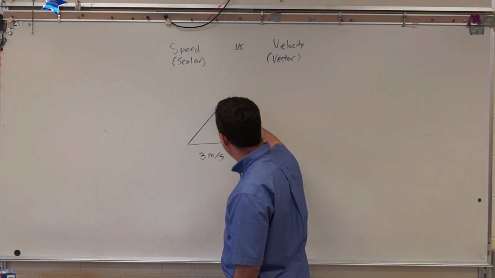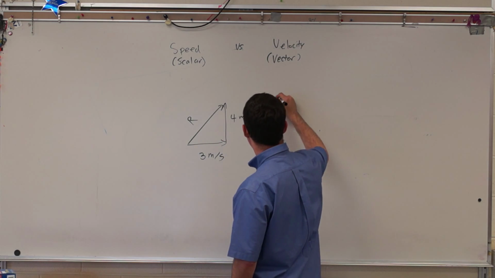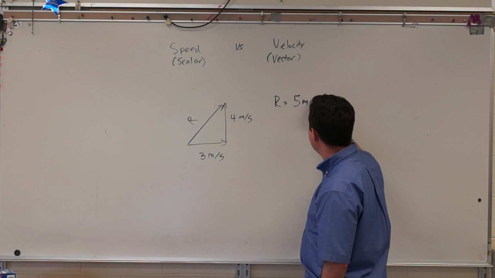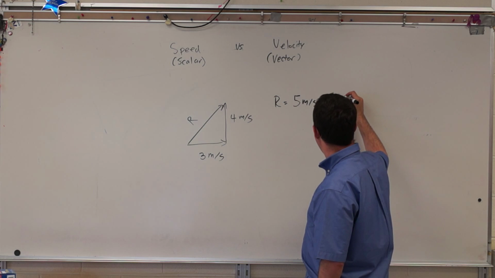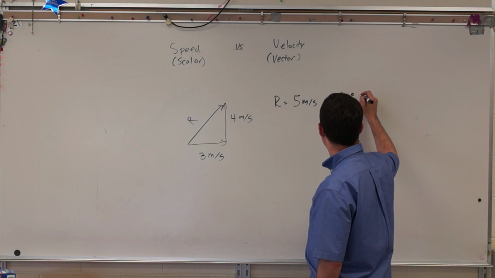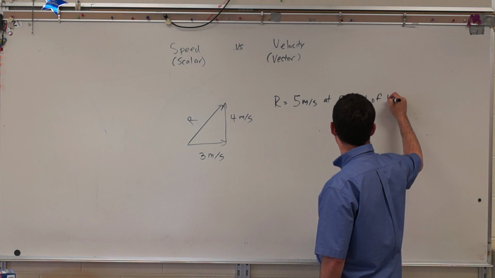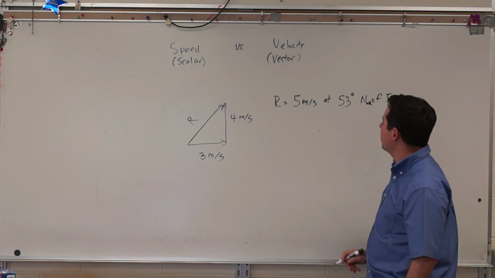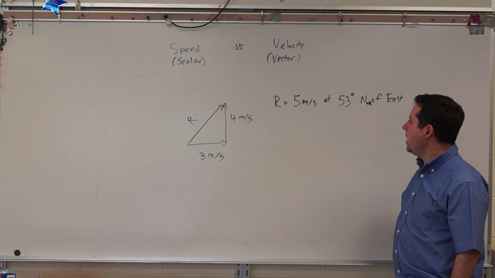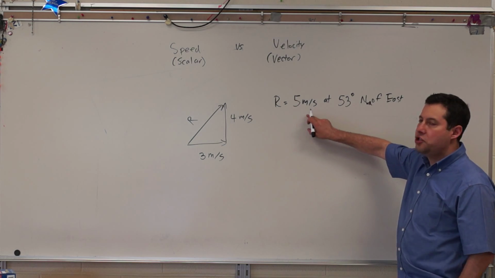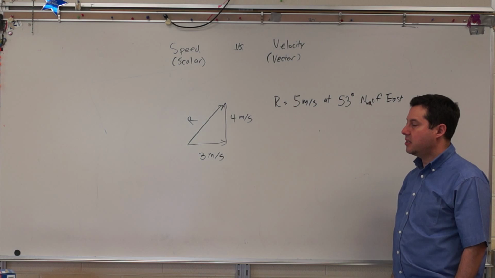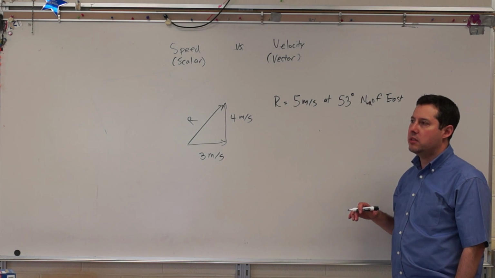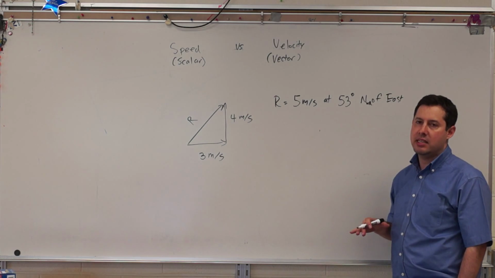So your resultant velocity, R, same 3, 4, 5 triangle, R is 5 meters per second at an angle of 53 degrees north of east. I'm going to write north so we don't think that's newtons. So this is your resultant velocity. And I'm going to demonstrate here one of the reasons why we break this into components.